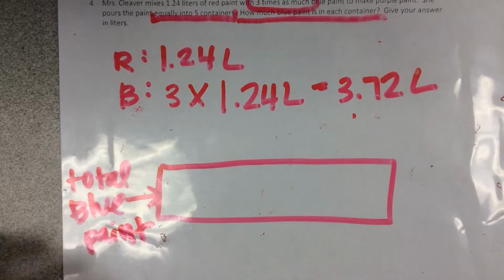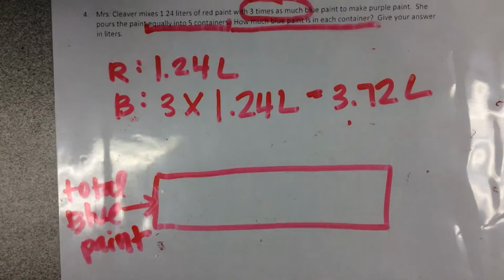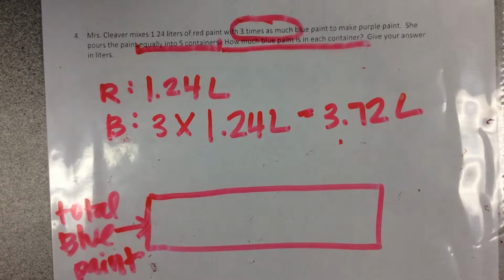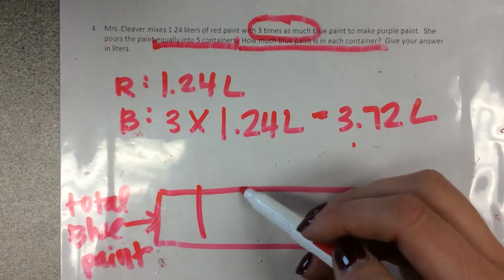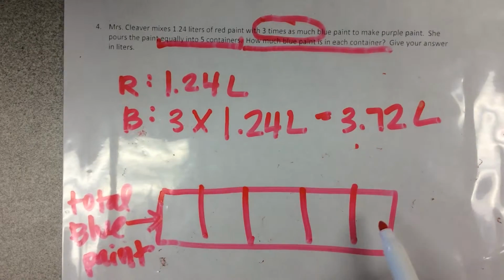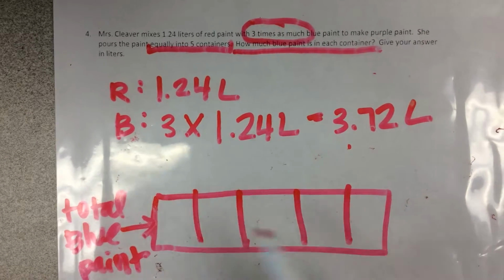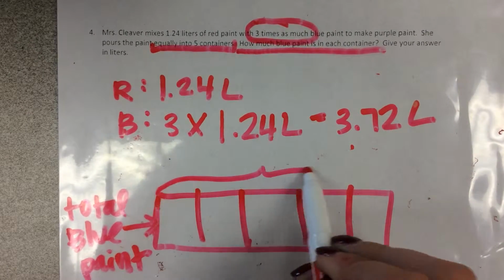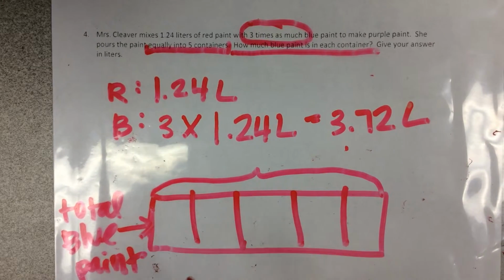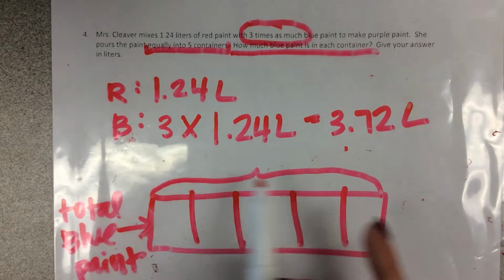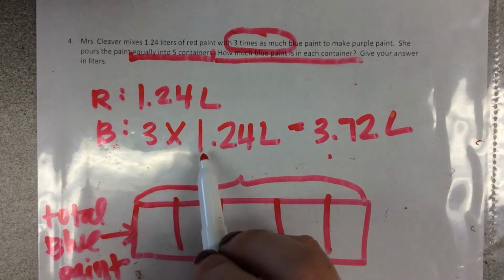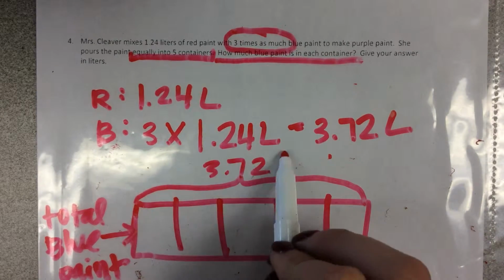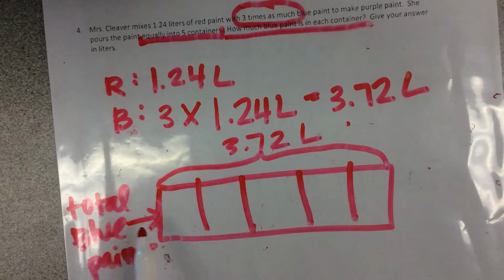Total blue paint. Now, we have to divide it into how many containers? 5. So let's divide this into 5. Just draw 4 lines. So we have 1, 2, 3, 4, 5 containers. And last but not least, or actually you don't have to do it last, but we can't forget to label how much this whole tape diagram is worth. Right here, 3 72/100 liters. That's how much our total blue paint is.